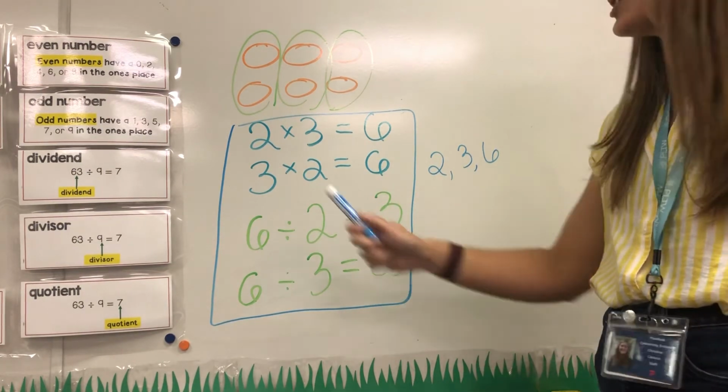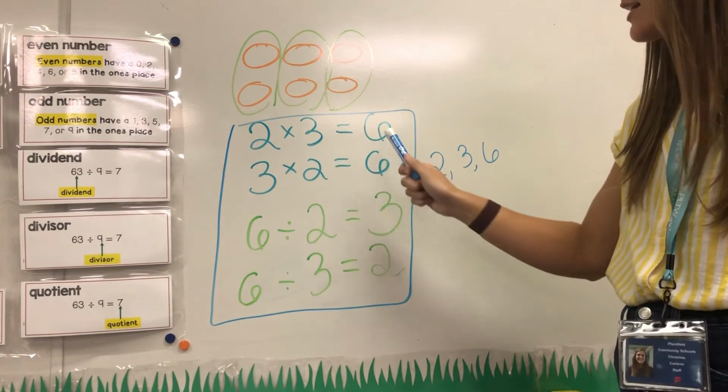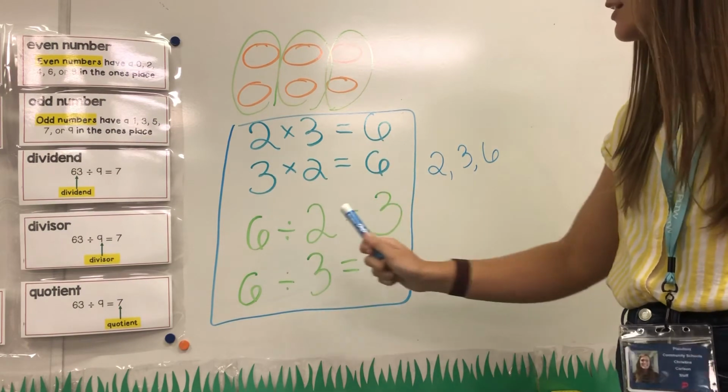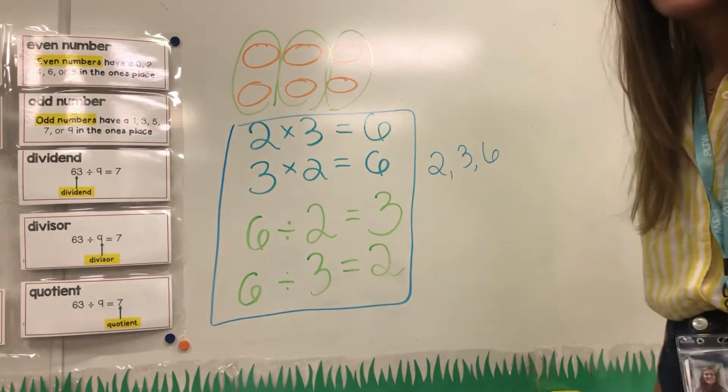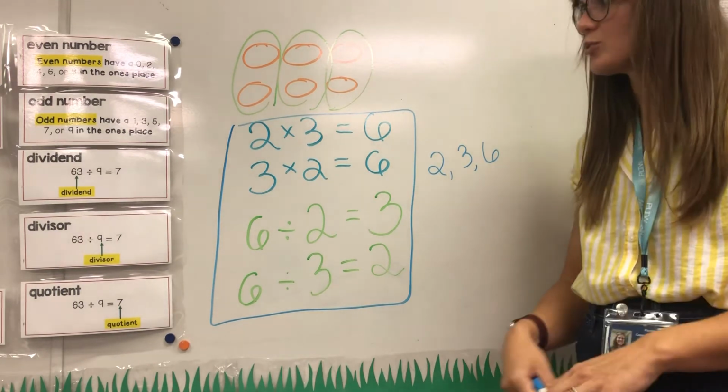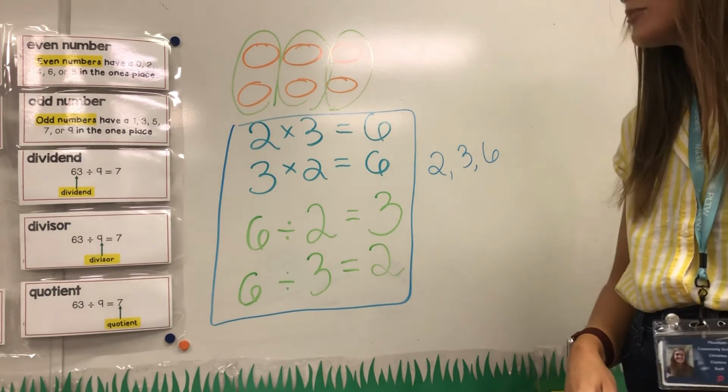Let's check it to make sure. We have a 2, a 3, and a 6. A 2, a 3, and a 6. All of those numbers work together to make a fact family.